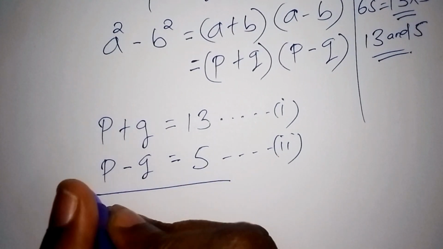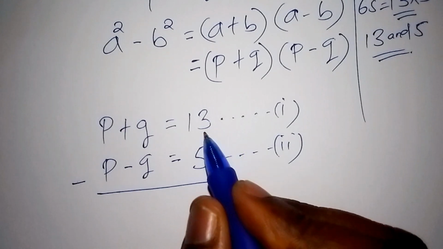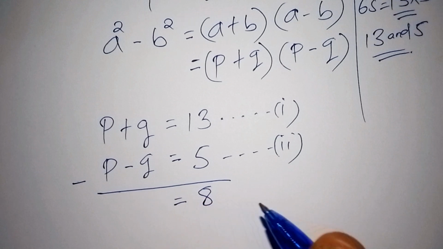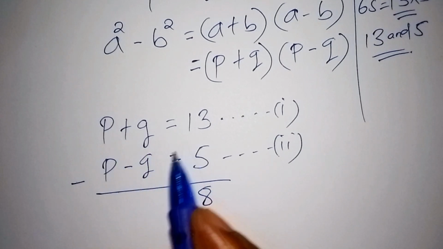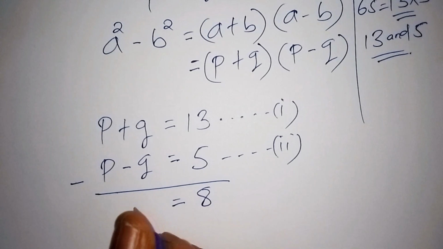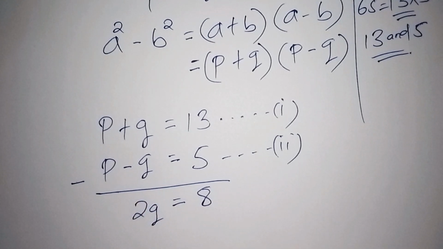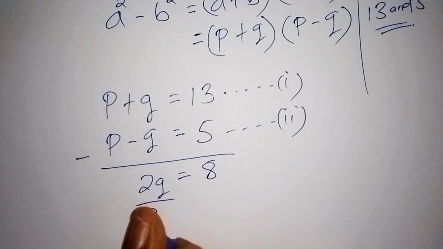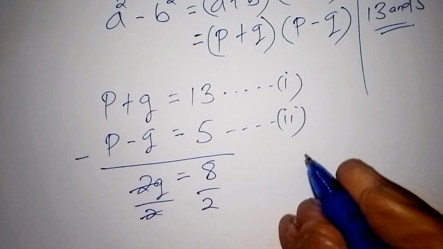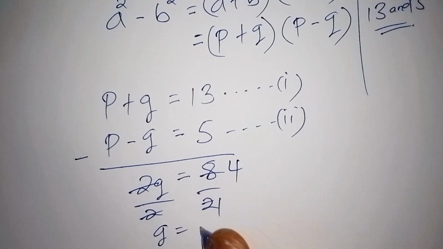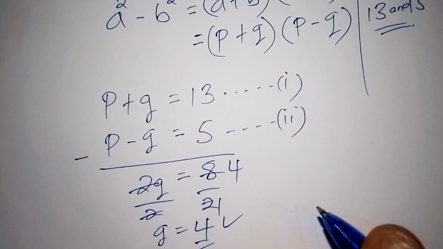So we shall now subtract. 13 minus 5 is 8, is equal to, here we shall have p minus p which is 0, and q minus minus q, we shall have 2q. So let's work out the value for q. 2q is equal to 8. So now we shall divide both sides by 2. So 2 by 2, finally our q shall be equivalent to 8 divided by 2, which is 4. So our value for q shall be 4.